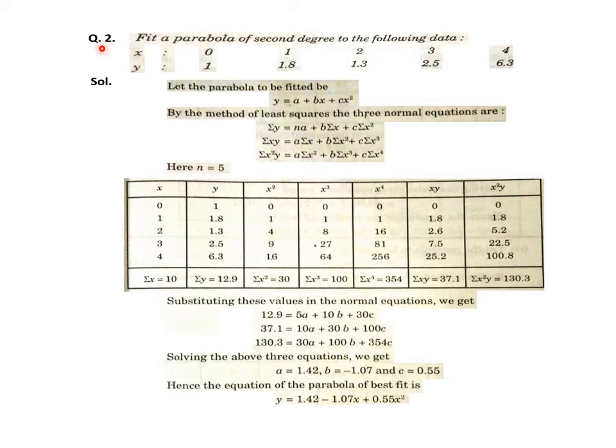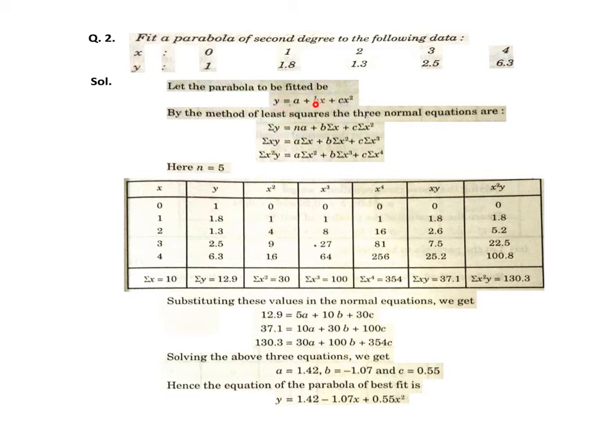Let's talk about one more important problem of curve fitting through method of least squares. We have to fit a parabola, a second degree curve, to the data given as 5 values of x and respective 5 values of y. The parabola which we have to fit is assumed by us as y equals a plus bx plus cx square.